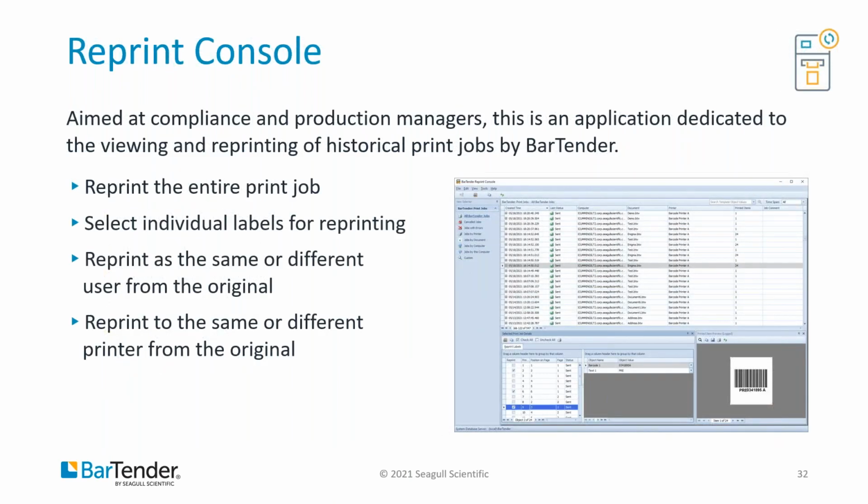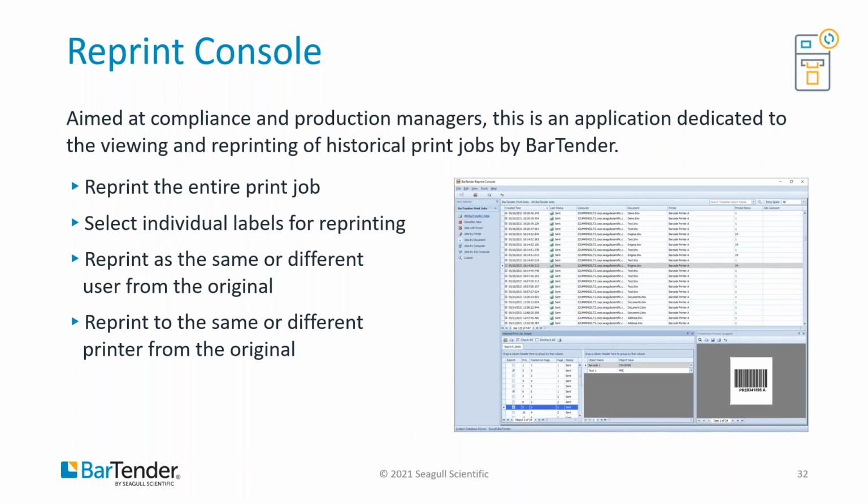Reprint console. This is sometimes confusing with the History Explorer because it does cover a very similar set of features. What I mean by this is that it's basically, again, a database viewing application that allows permitted users to view data that's stored in the system database. However, with the reprint console, this is more constrained. It's constrained in that it's only viewing historical BarTender print jobs.